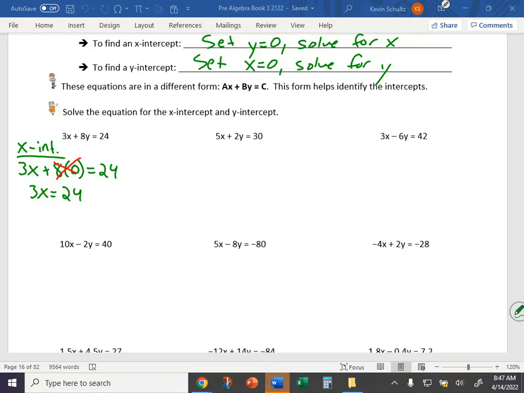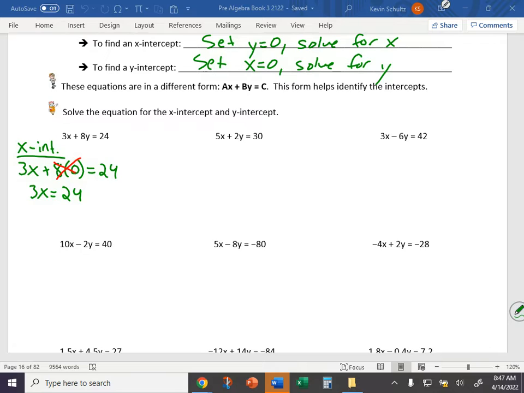Folks, if you were paying attention, you just missed the key to the whole thing here. The reason why we set that y value equal to 0 is, number one, it's an x-intercept, so we know y has to be 0. And number two, it turns this equation into just a one-stepper. If y is 0, that 8 times 0 goes away, because 8 times 0 is 0, and we're left with 3x equals 24.